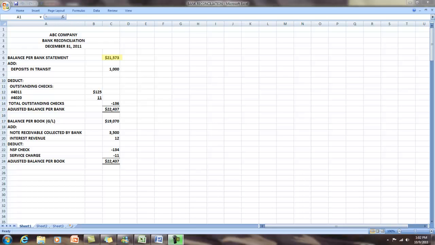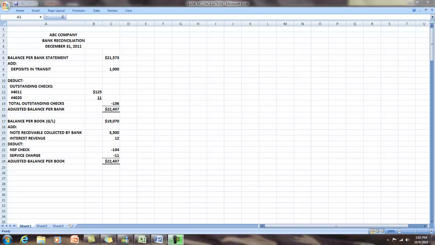We start the bank reconciliation with the balance per bank statement. Then about halfway down the page, we list the balance per book, also called the general ledger. We then find the reconciling items. How do we do this? We compare the bank statement to book and find items that exist only on one side or the other.